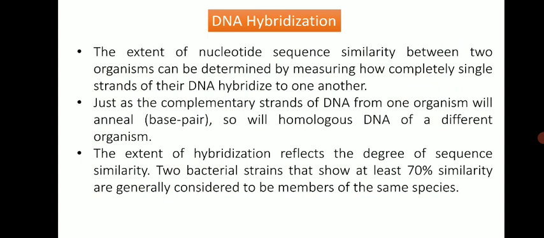So this is the main criterion: the hybridizing DNA between two different species should be at least 70% similar, and if they are 70% similar, they are considered members of the same species. At least 70%, or more than 70%, they will definitely be members of the same species, but the minimum criterion of hybridization is that the DNA from two different microbial species should be a 70% match.